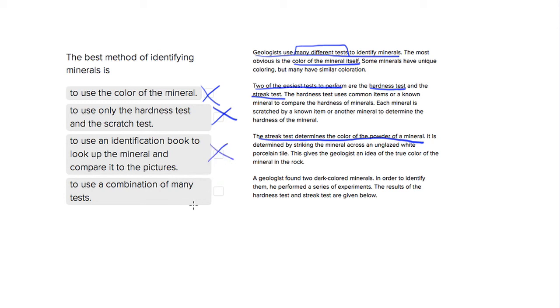Choice four is really broad, but it's the only one that we can say definitively. It says to use a combination of many tests, which is true because geologists use many different tests, and in this passage we're using a combination of the hardness test and the streak test. So choice four is our answer.